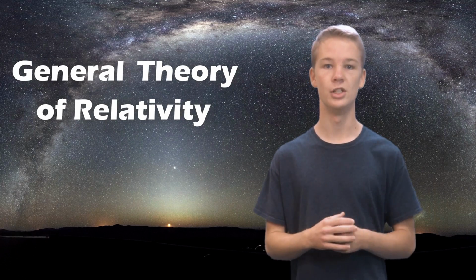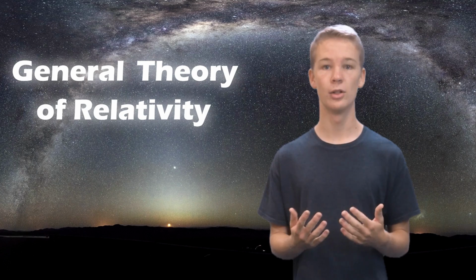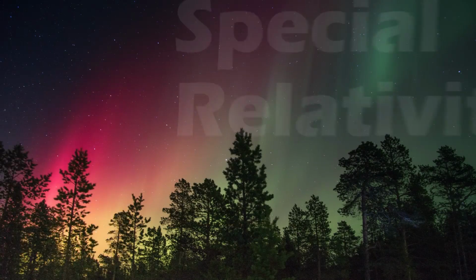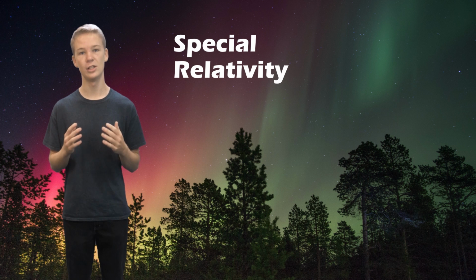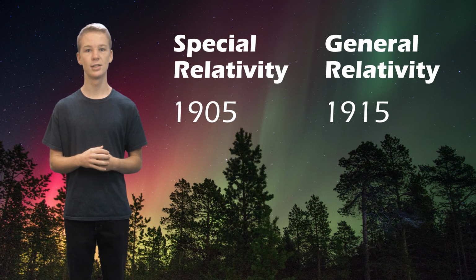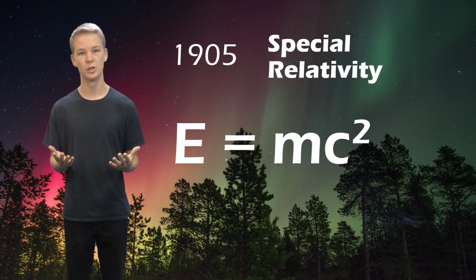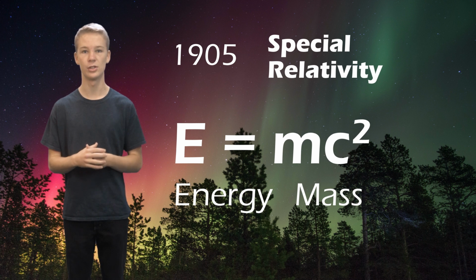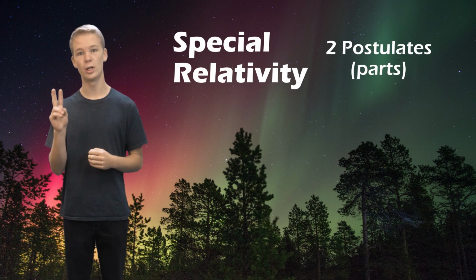So now before we dive into general relativity, we're going to gain a better understanding of its development by first taking a look at special relativity. Special relativity was posed by Einstein 10 years prior to general relativity. And it's the theory where we get E equals mc squared, which basically describes the relationship between mass and energy and is used often in quantum and particle physics. Special relativity itself has two postulates.